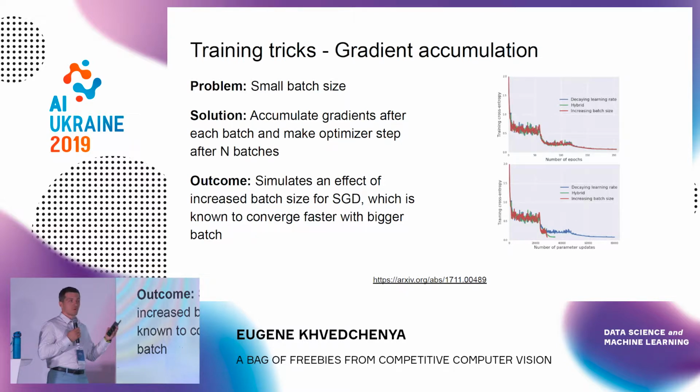Another problem that this trick solves is the small batch size. Suppose you're training a really heavy model and your batch normalization doesn't work, right? With gradient accumulation, you can accumulate the statistics and allow it to train with the batch norm. That's it.